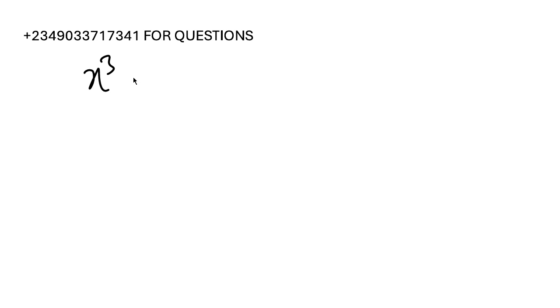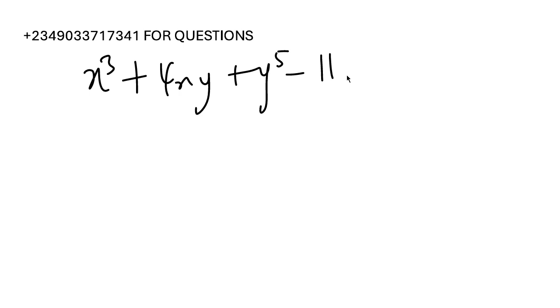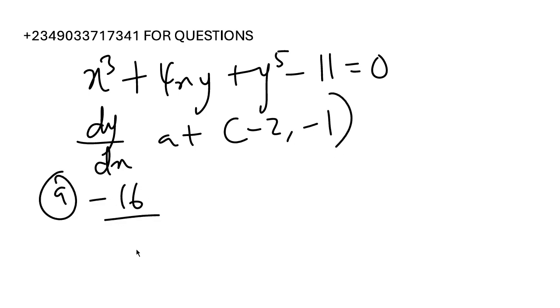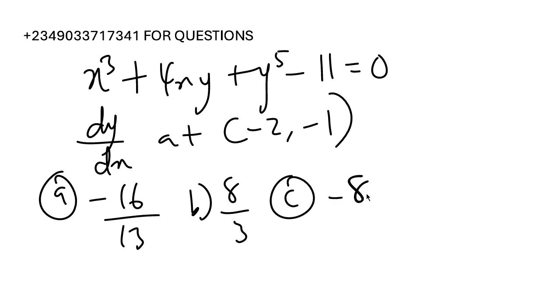So if you have x to the power 3 plus 4xy plus y to the power 5 minus 11 equal to 0, and you are asked to get the value of dy/dx at (-2, -1), and the options given are a) -16/13, b) 8/3, c) -8/13, and d) 16/13. So how do we get the derivative of this function?